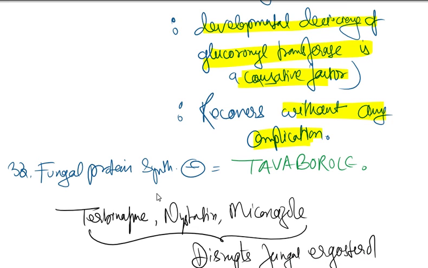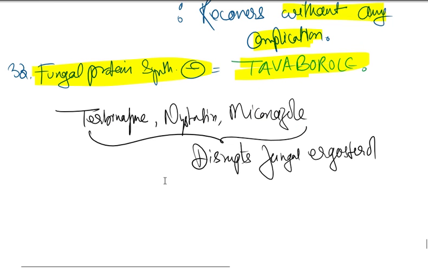Okay, next one. Fungal protein synthesis inhibition: tavaborole. We have some other drugs, terbinafine, nystatin, and miconazole. All these three are disrupting fungal ergosterol.